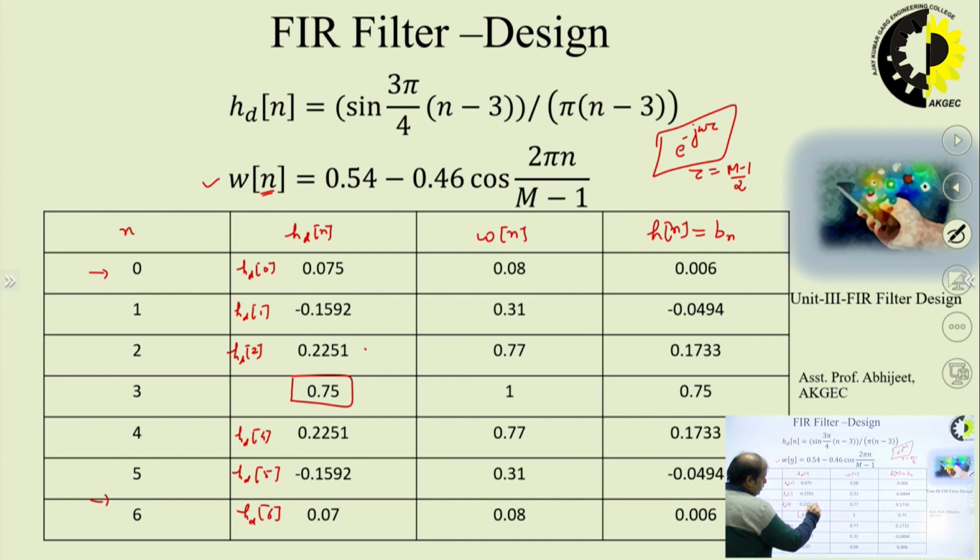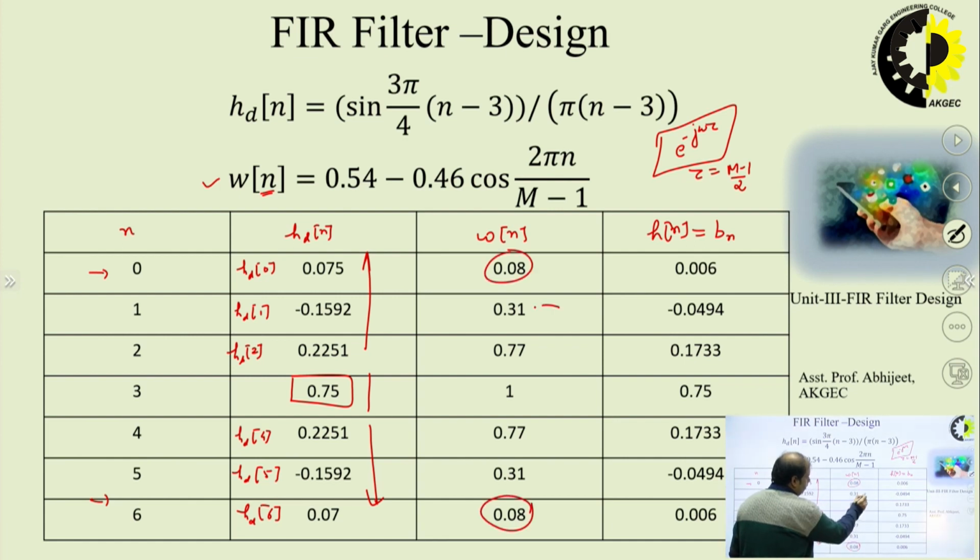So, you can see that this is equal to this. The same observation can be made for the window function as well. You can see from both the terminals they are equal, isn't it? From both the terminals they are equal. It is unity at n is equal to 3, the midterm.